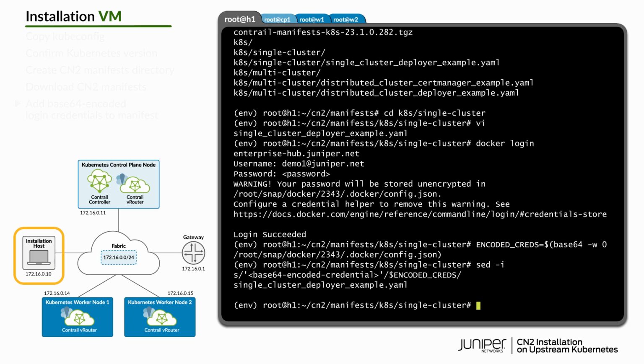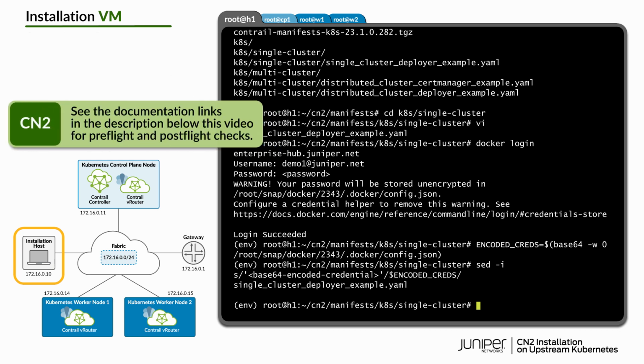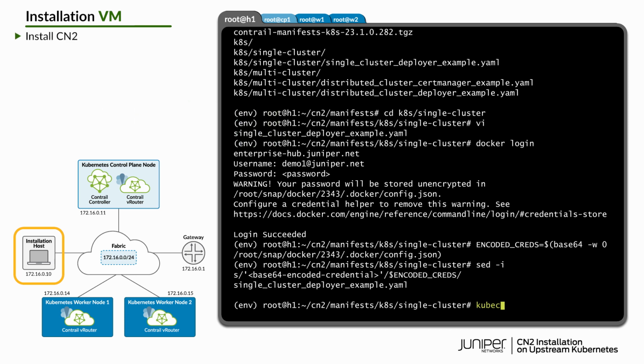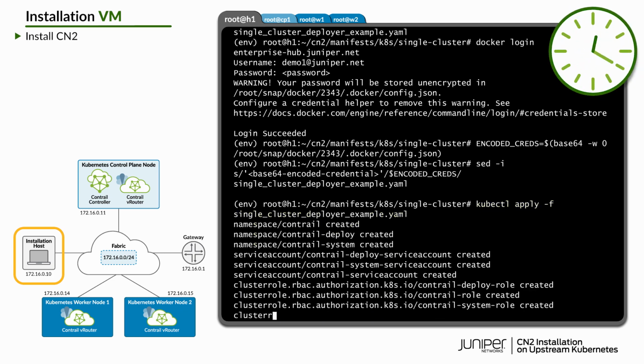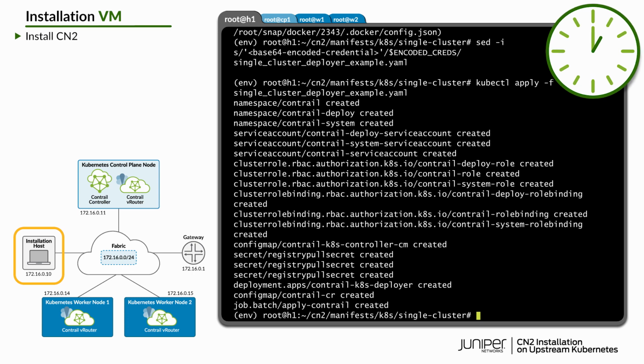In a typical deployment, we would run pre-flight checks prior to installation to ensure the cluster is capable of running CN2, and post-flight checks after installation to confirm that we've installed CN2 properly. But for the sake of brevity, we'll skip those steps here. With the credentials configured, we can now install CN2. Be patient while the installation runs.